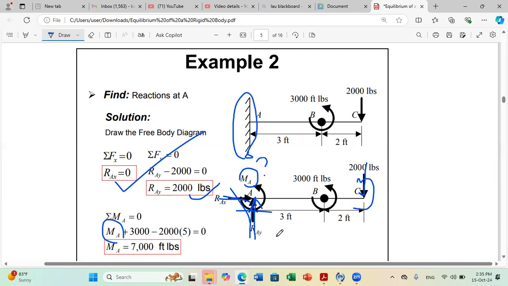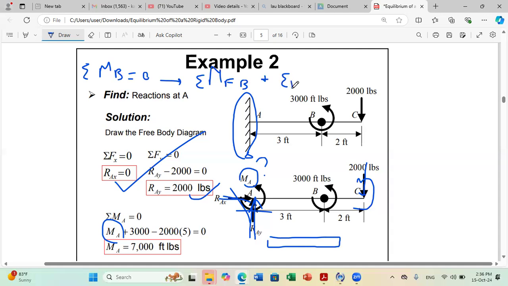For example, if I decide to take sum of moments about B instead of A, if I want to write sum of moment about B equal to 0, as I told you, you should divide your moments into 2 parts. You say sum of moment of forces about B, plus I should consider all possible couples, so plus summation of couple moments equals 0.